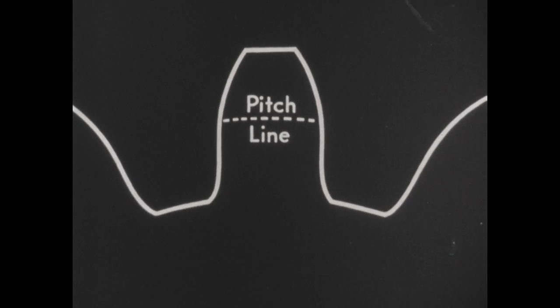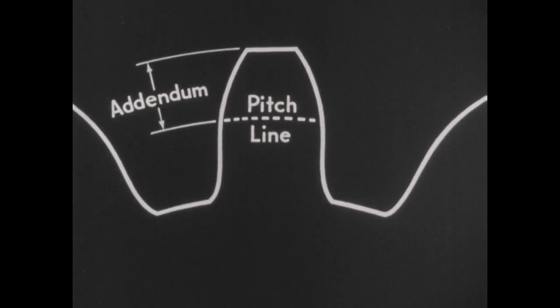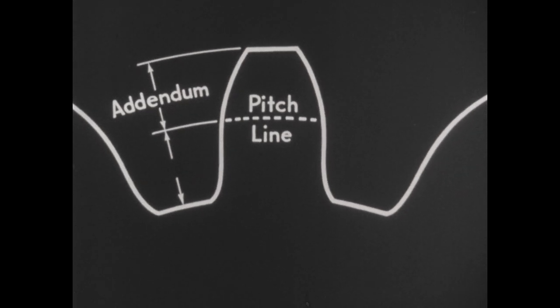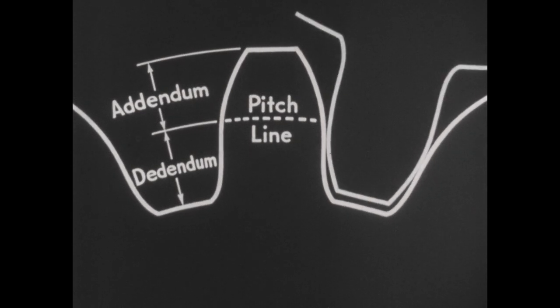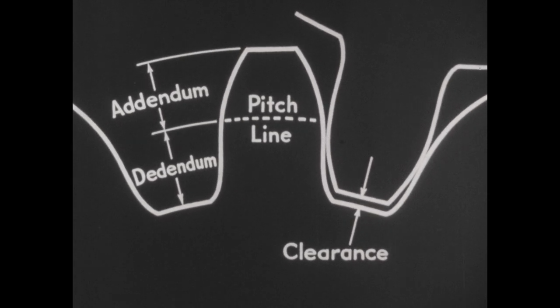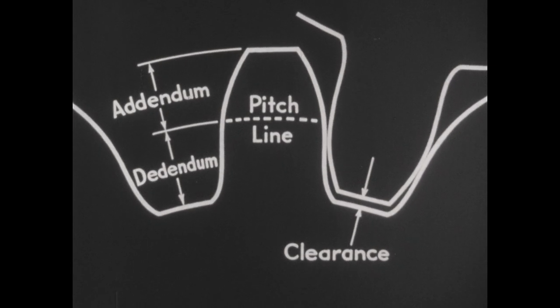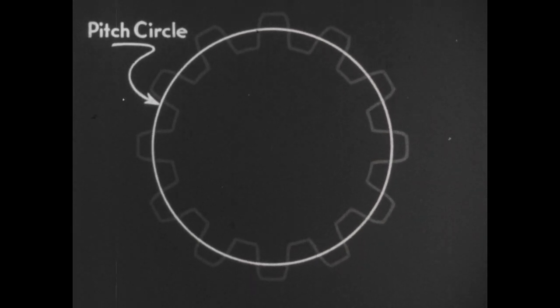The distance from the pitch line to the face of the tooth is called the addendum. The distance from the pitch line to the base of the tooth is called the dedendum. To provide sufficient clearance when the teeth are engaged, the dedendum must be greater than the addendum. These are the terms applied to the parts of any single gear tooth. In the gear as a whole, the pitch lines of the teeth form a circle called the pitch circle.